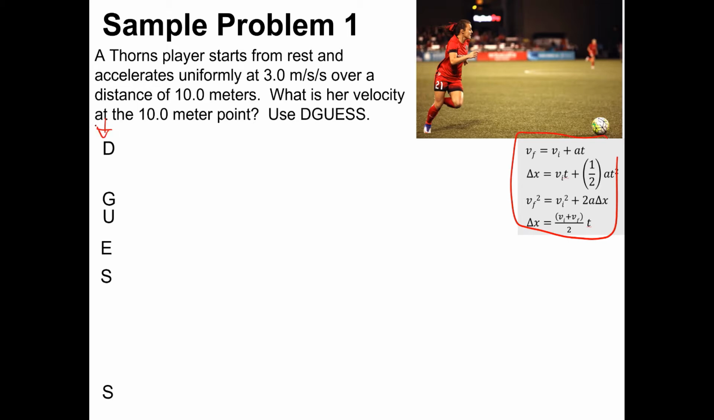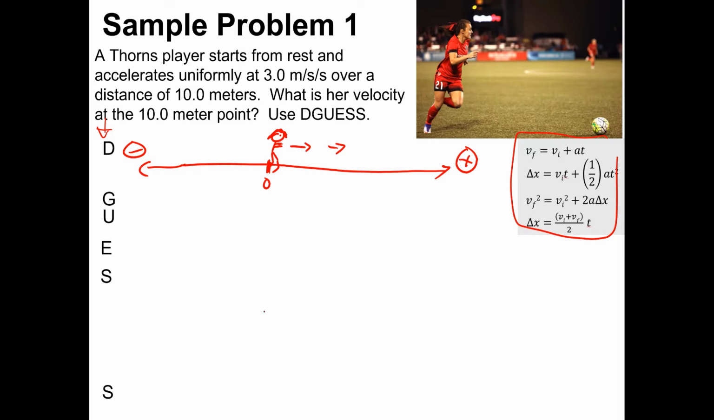So remember, the first letter D stands for drawing. What we learned in the last video is that for kinematics equations, it's really important to draw a quick picture, which, notice, I've got a stick figure Thorns player here. And then it's really important to have a set of axes. I've set up a set of axes, and I'm going to mark the Thorns player starting at the origin. That's always a good place. To the right is positive, to the left is negative. So there you go, I've got my sketch, and I know they're going to be moving in this direction.